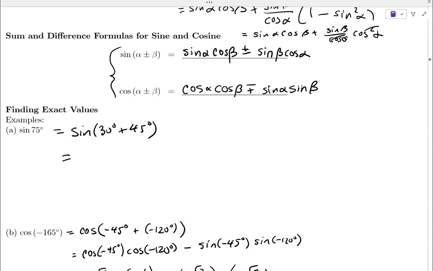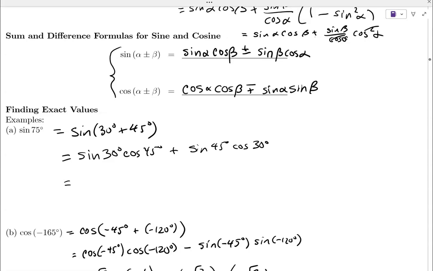Now using our formula, what are we going to have here? We're just going to rewrite it right now, and then we'll do the values. So using the formula, we'll have sine of 30 times cosine of 45, and then is it plus or minus in the middle? Plus, it's the same sign in the middle, good. And then sine of 45 cosine of 30.